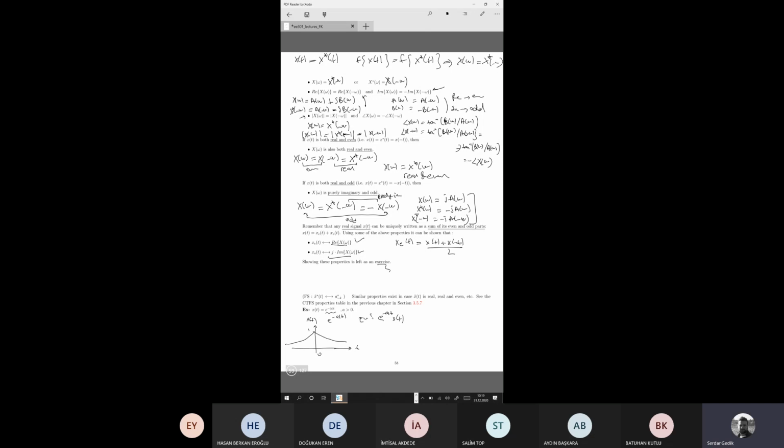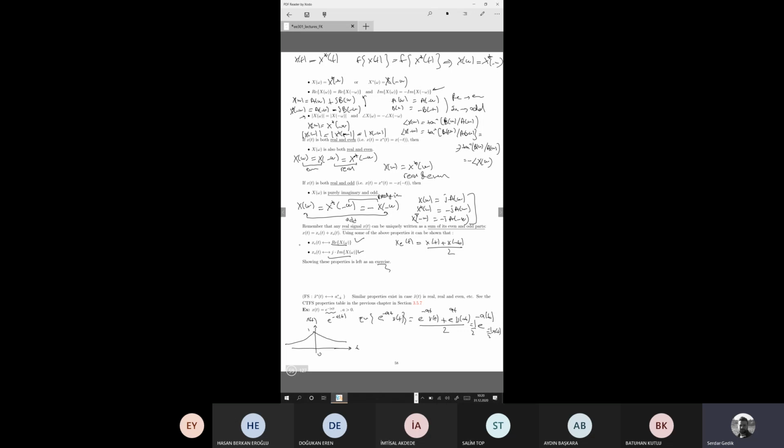If I find the even part of this signal, what is this? E to the power minus at u of t plus e to the power at u of minus t, over 2, and it's equal to 1 over 2 times e to the power minus a absolute of t, and this is 1 over 2 x of t. So the even part of e to the power minus at u of t turns out to be half of my x of t.